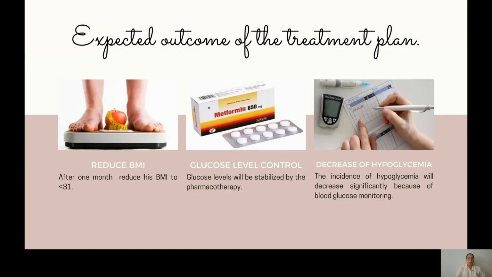Expected outcome of the treatment plan. 1. Reduce BMI. After 1 month of starting the change in his lifestyle, the patient will reduce his BMI to below 31. 2. Glucose level control. The control of glucose levels will be stabilized by the pharmacotherapy using oral metformin. And 3. Decrease of hypoglycemia. The incidence of hypoglycemia will decrease significantly because of the blood glucose monitoring.